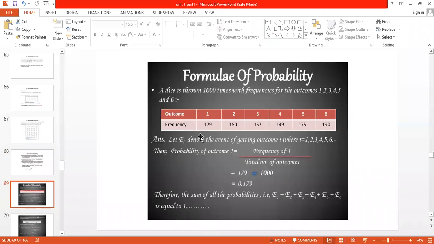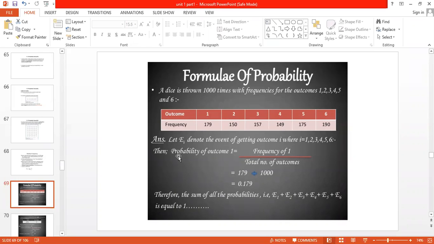Here a die is thrown 1,000 times. We count how many times we get 1, 2, 3, 4, 5, 6. In 1,000 throws, we get one 179 times, two 150 times, three 157 times, four 149 times, five 175 times, and six 190 times.